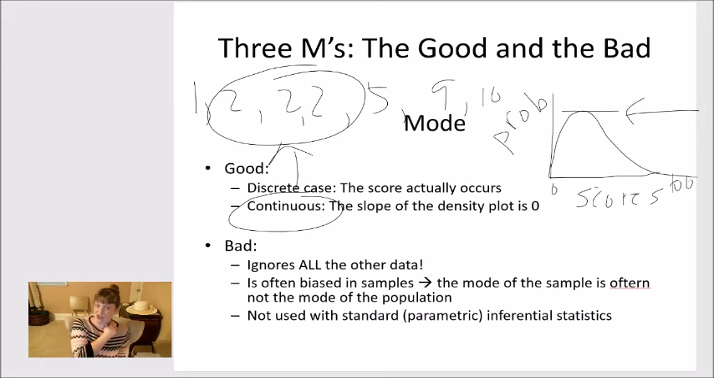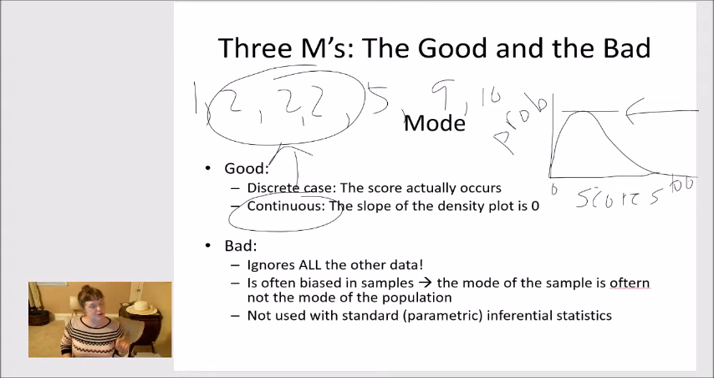But there are drawbacks to the mode. The good thing is that it will usually occur within the data set. It will always occur in the data set in the discrete case. We're talking about a limited number of possible outcomes. But the bad thing is it ignores all the other data. Literally, anything that's not the mode it doesn't care about. Well, that's kind of a drag. It ignores all the other data. That's lame.